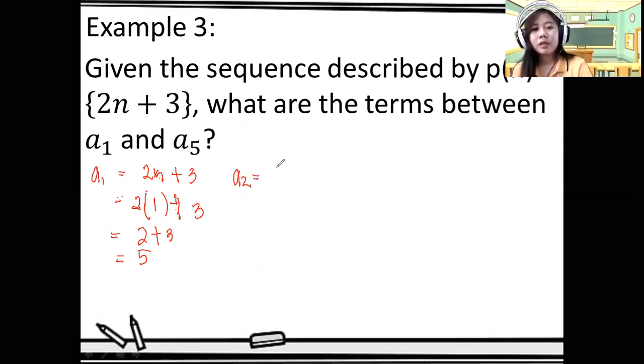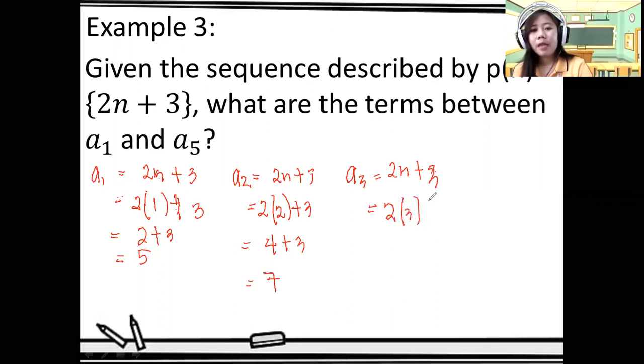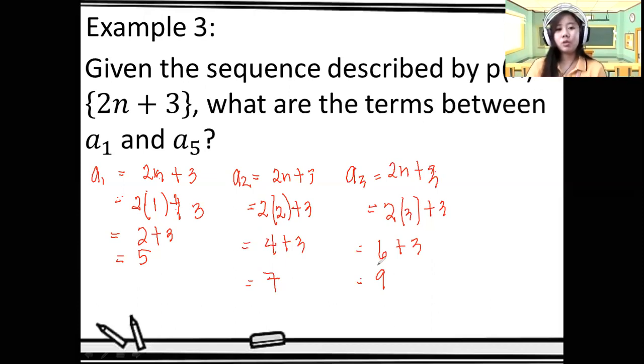A sub 2 is equal to 2n plus 3. Substitute the value of 2 to n. 2 times 2 plus 3 is equal to 4 plus 3, which equals 7. Okay, very good. Now let's find the other term, a sub 3. So 2n plus 3. Always write the given equation so you won't be confused about what to follow. So 2 times 3 plus 3. 2 times 3 is 6 plus 3 is equal to 9. So the value of a sub 3 is equal to 9.